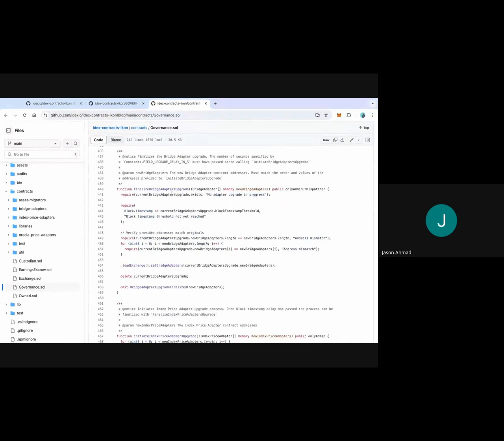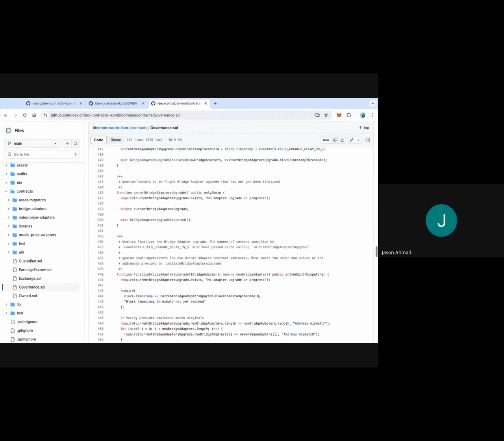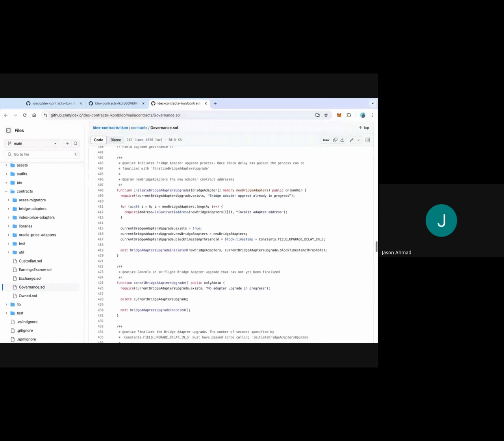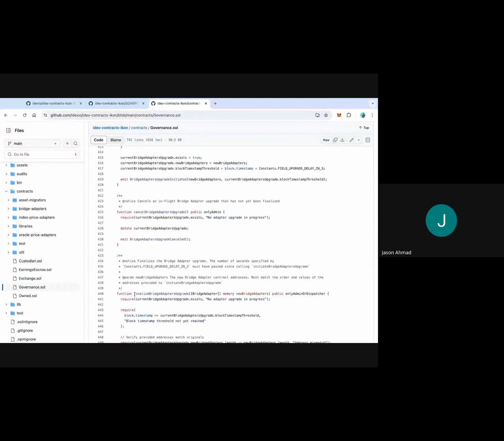So for example, we have our bridge adapters that control how we interact with bridges. If we want to upgrade that functionality, that goes through governance as well. Really importantly, the primary model of the governance design is a two-step commit. So there is an initiate here, as you can see, and a finalize step for any of the individual upgrade areas. And the primary security model comes around delays. So these things can be replaced arbitrarily.